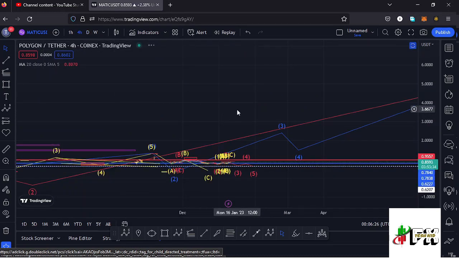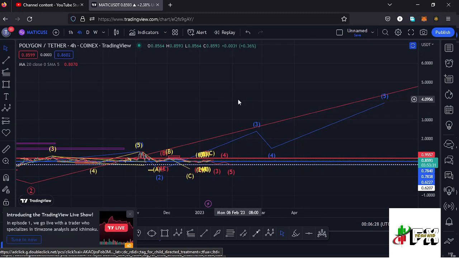And that is what I'm expecting to play out here on the Polygon Matic chart on the long-term scenarios. And jumping to the 1-hour chart to give you the short-term scenarios that I'm expecting to play out.